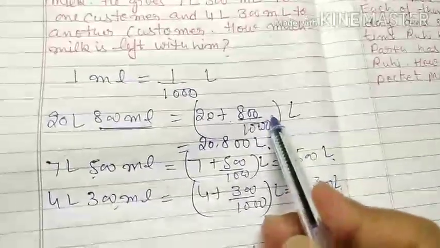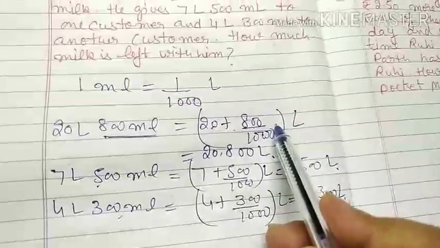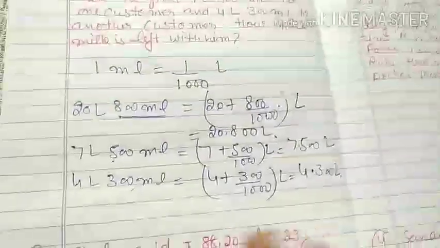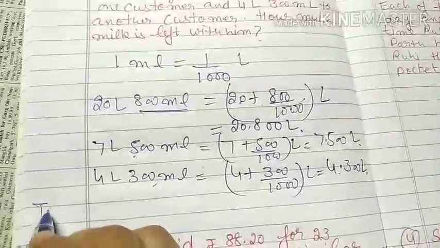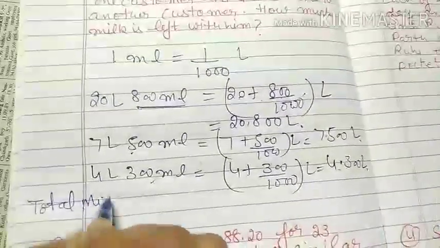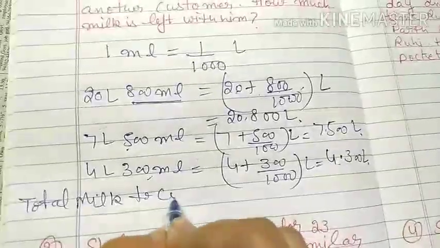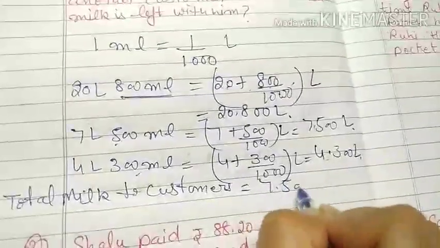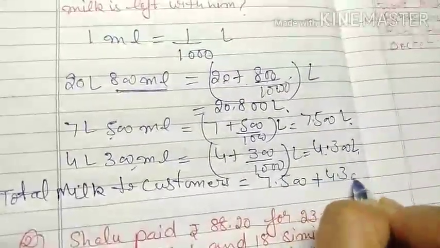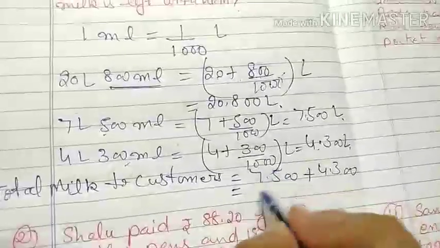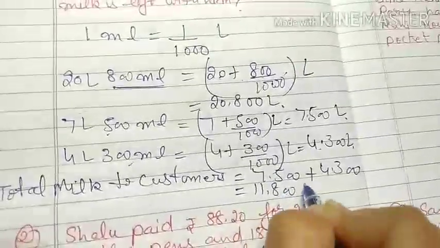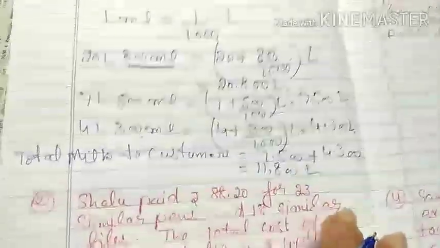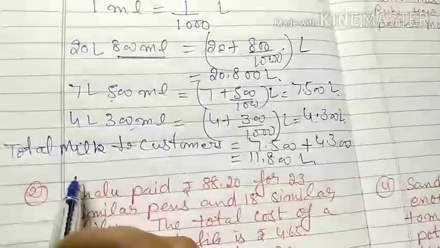That was the quantity of milk before giving to the customers. You have to add these and subtract from this one. So total milk to customers, you have to add 7.500 plus 4.300. That gives me 11.800 liter.